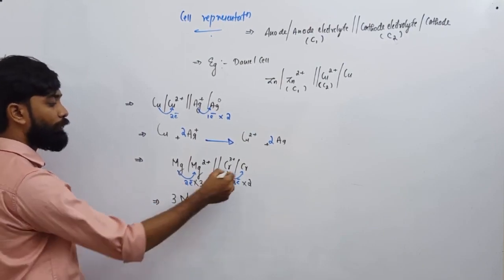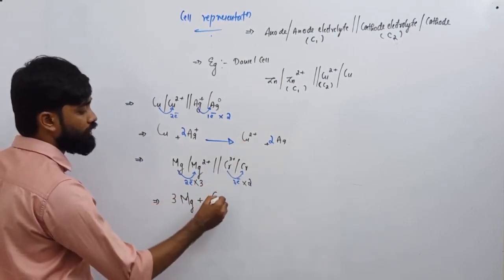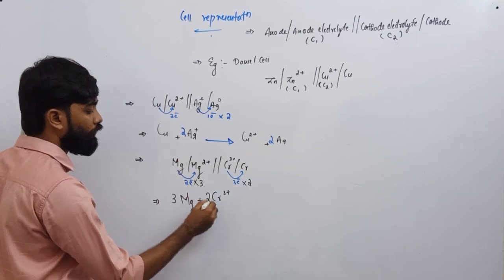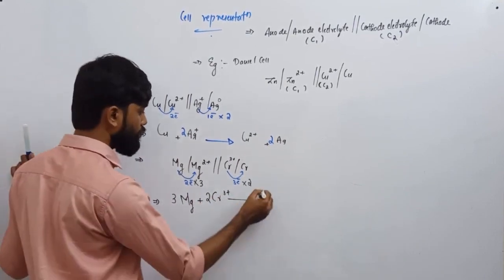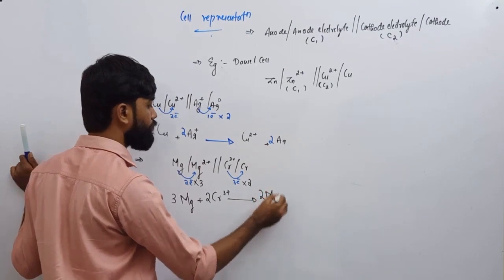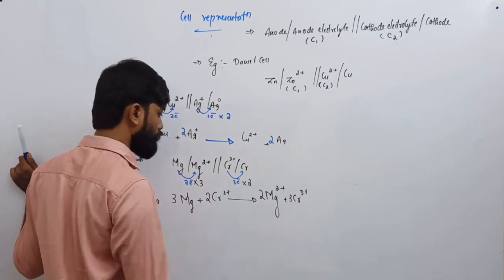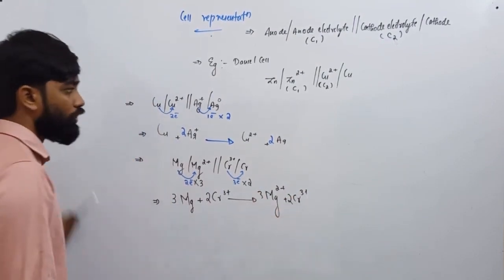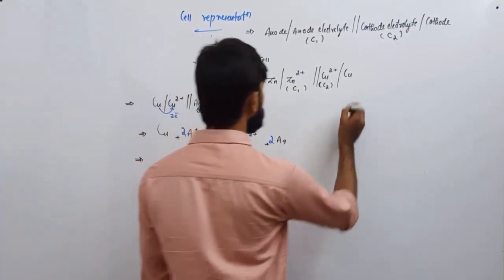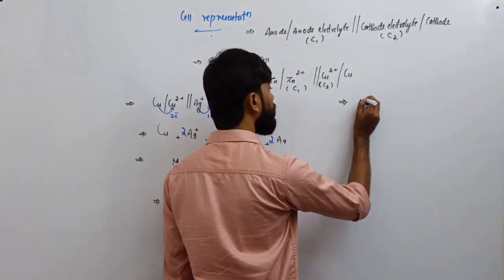And you choose a species which is to be reduced from your cathode. That is your Cr3+. In front of your Cr, there will be a 2. Then the rest: 3 Mg2+ plus 2 Cr3+. This is our overall reaction. Okay, fine. So the next cell representation.